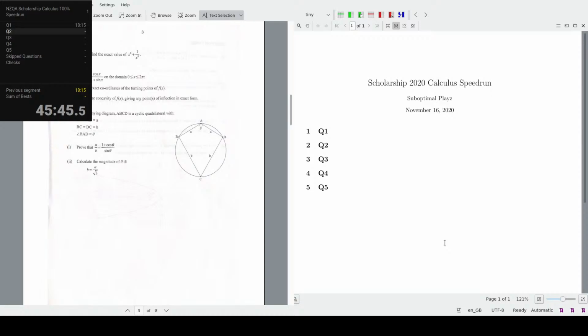And calculate the magnitude of theta if, okay, so it's basically just saying B on A is equal to 1 on root 3, which implies tan of theta on 2 is equal to 1 on root 3. Theta on 2 is equal to arctan of 1 on root 3, which is something silly, equal to pi on 6. Alright, pi on 6, which implies that theta is equal to pi on 3. Nice. And that's Q2 done. And we didn't skip any questions this time.